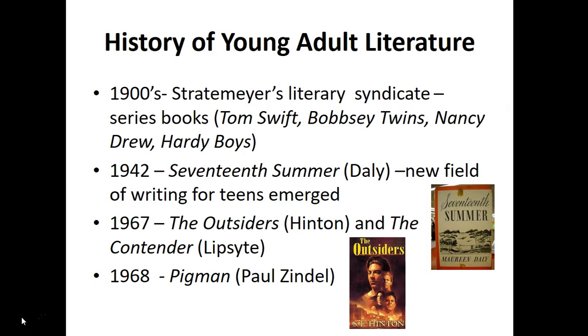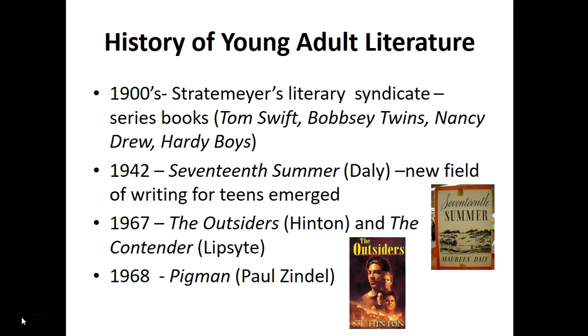All right, in the 1900s, you've got some of the Stratemeyer Literary Syndicate, those series books. I read a bunch of these growing up, not Tom Swift, but I definitely read the Bobbsey Twins and Nancy Drew and some Hardy Boys. I'm probably showing my age. I wonder if you guys read any of those. In 1942, Seventeenth Summer came out. That's a new writing for teenagers, and it was definitely the sort of romance for young women, the idealized teenage life, Bobby Sox type stuff.